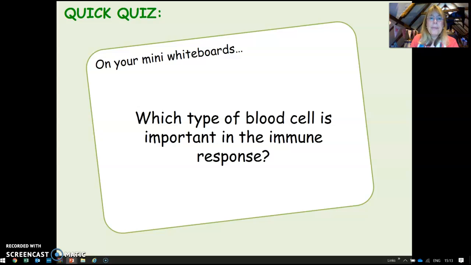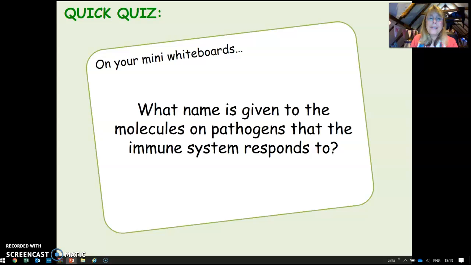Okay, so let's try a bit of a quiz. Which type of blood cell is important in the immune response? Pause, think of your answer, and then check. Of course, it is white blood cells, or if we want to be more scientific, we can say lymphocytes.